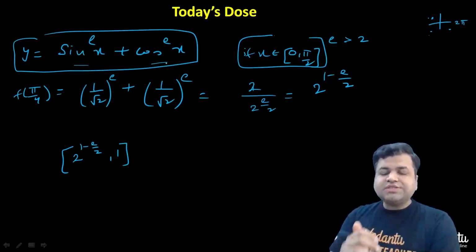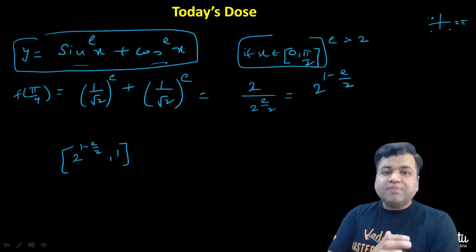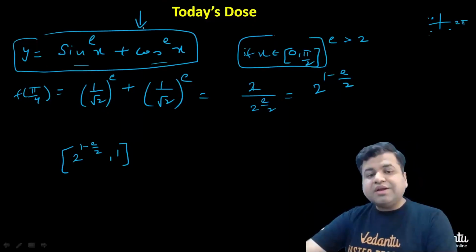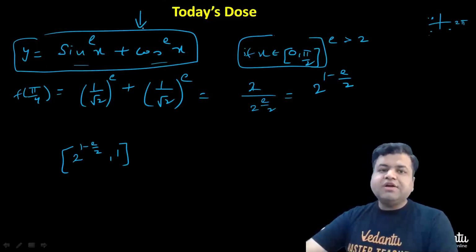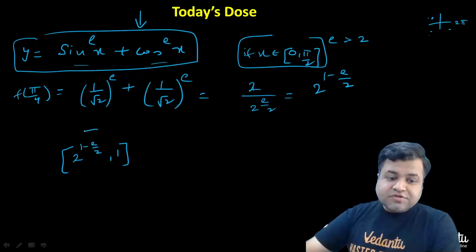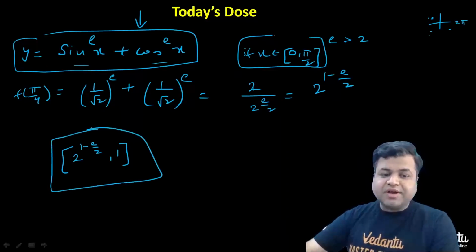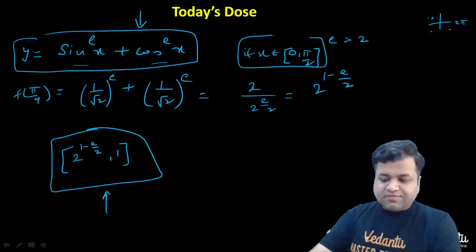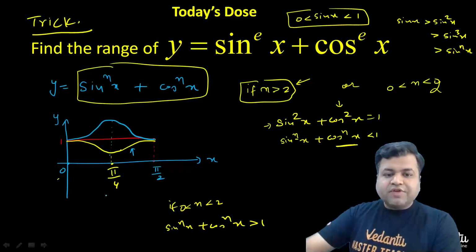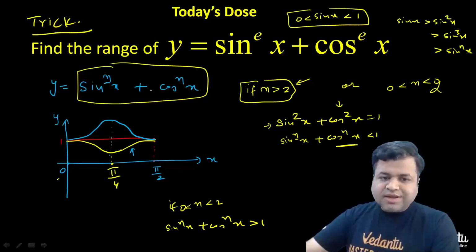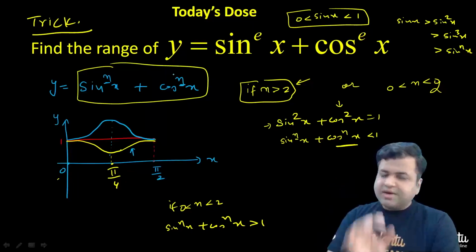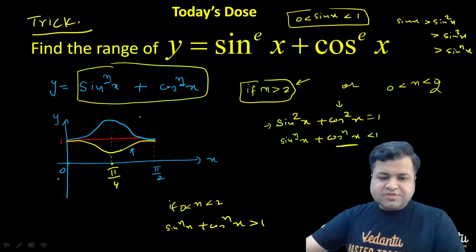And since we know that sin x and cos x collectively are periodic functions with period 2 pi, the values of sin x raised to power e plus cos x raised to power e will repeat after every 2 pi interval. The range will remain the same. So this will be our answer, and I hope you have learned a simple short trick to find the range of sin raised to power nx plus cos raised to power nx when n is greater than 0. This is what you need to follow.